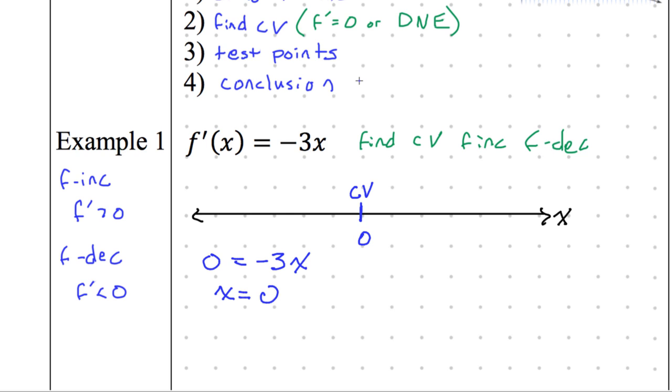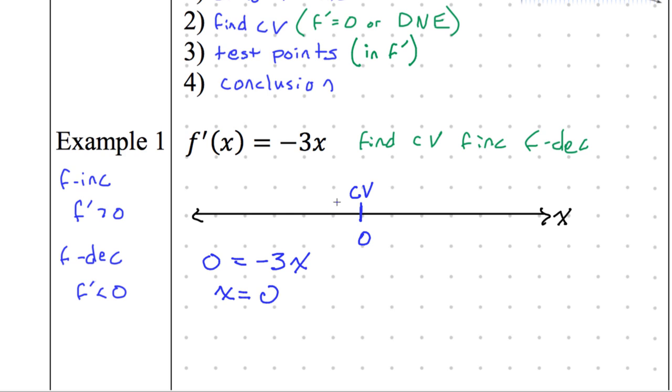Step 3. Test points. You're going to test points on the left and the right. So what's the point that I should test over here? -2. Sure, -2. When I plug in -2, I'm always plugging into the derivative, and I'm going to put that in the notes up here that you should write as well. Test points in f prime. Don't test them into f if you were given f, because that will super mess you up.